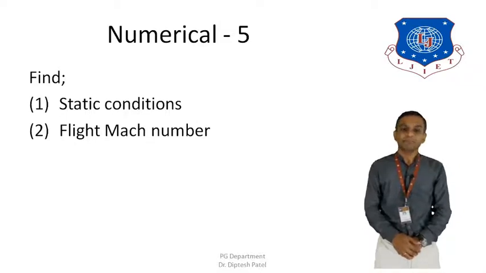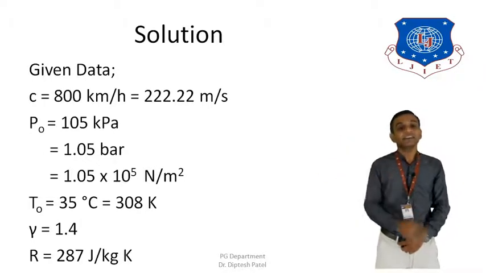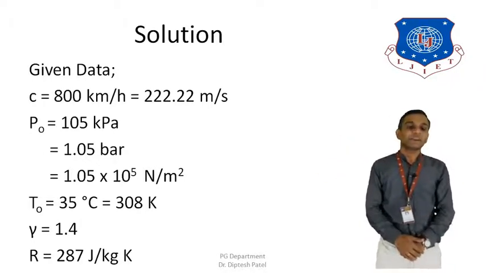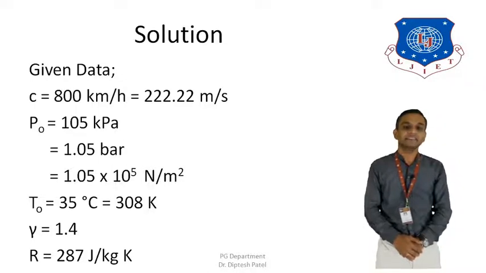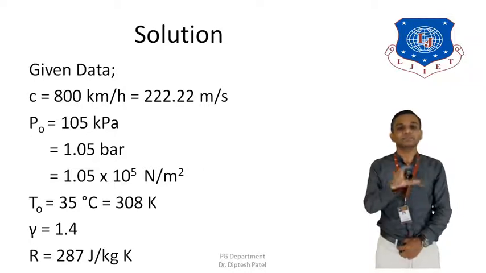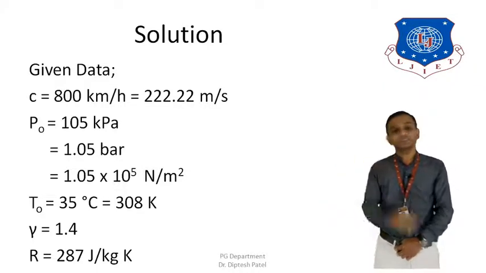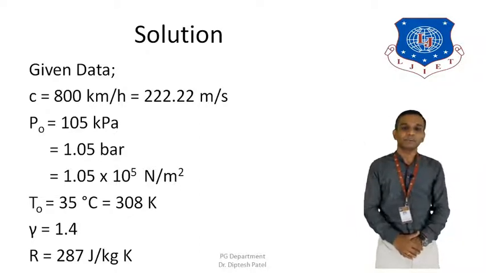Okay, so M that we need to find. Now let's go through the given data here. The first thing is the flight speed, which is considered as C is equal to 800 kilometer per hour, that is given. What we are going to do is convert that into meter per second. So I'm just going to multiply 800 with 1000, and divide by 3600, and that's how I can convert it into meter per second. So now we get C is equal to 222.22 meter per second.